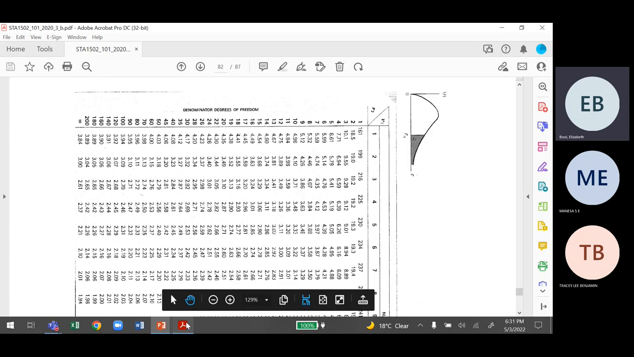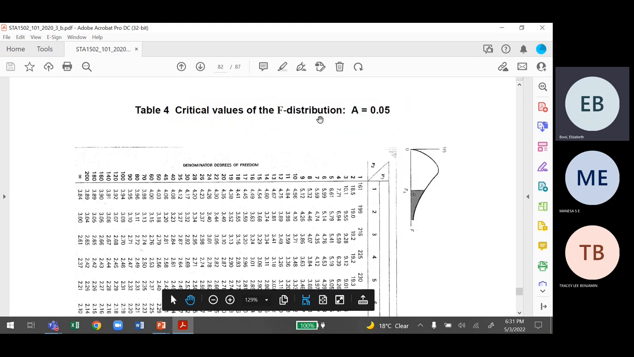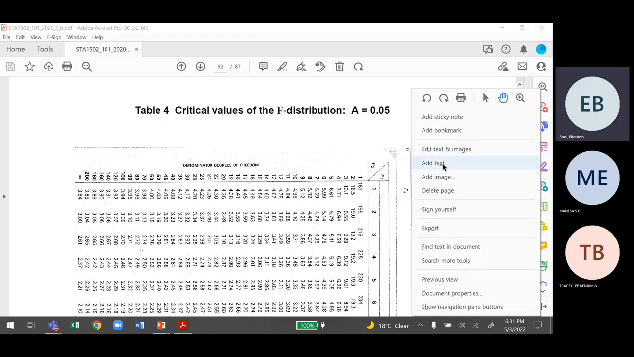You will find the critical value by coming to this table, which gives you the critical values of the F distribution. You're going to look at the value of your alpha as well as the degrees of freedom. In terms of your table, I'm going to rotate it.